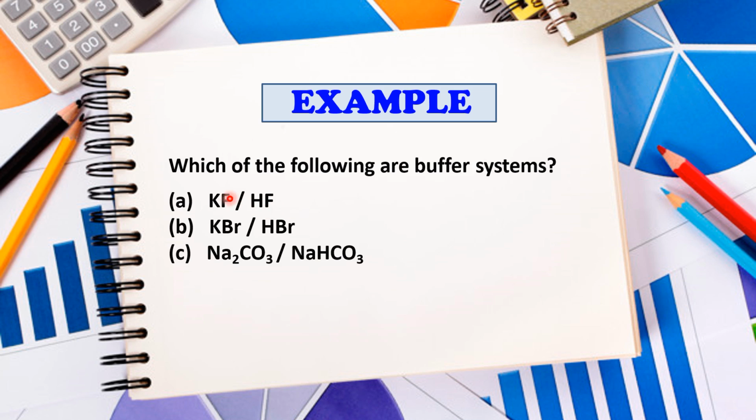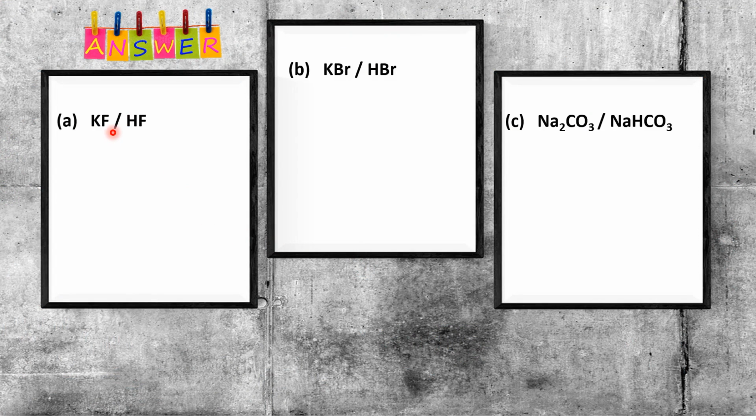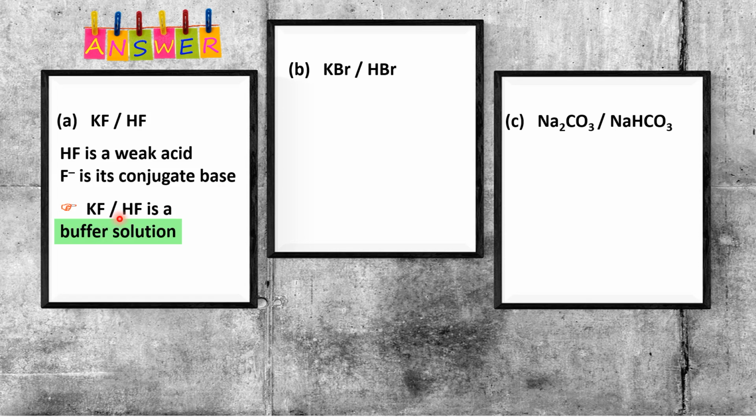Now for an example: which of the following are buffer systems? We have a mixture of KF and HF, KBr and HBr, and sodium carbonate and sodium hydrogen carbonate. For A, KF and HF, HF here is a weak acid, and this mixture also contains F-, that is the conjugate base. So it has a weak acid and its conjugate base. Therefore KF and HF is a buffer solution.